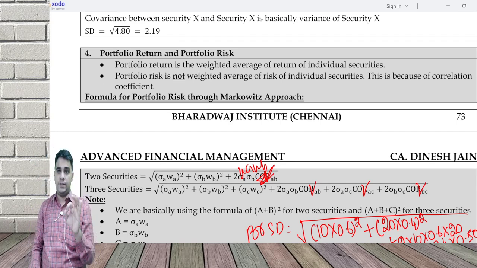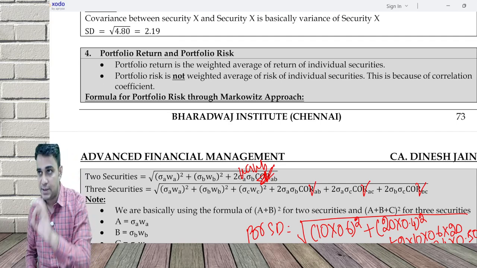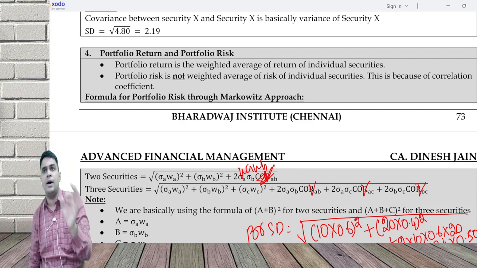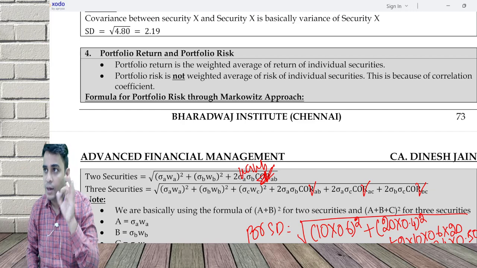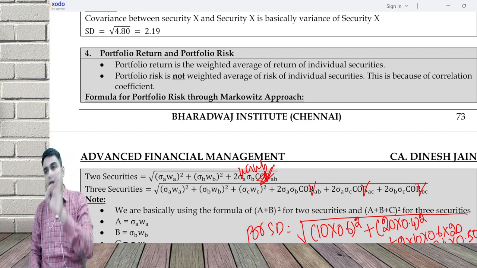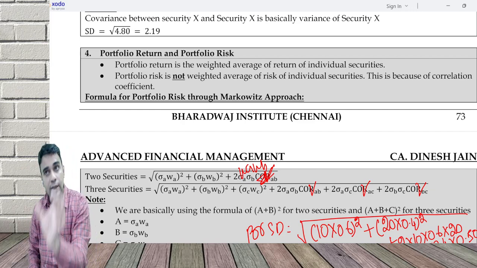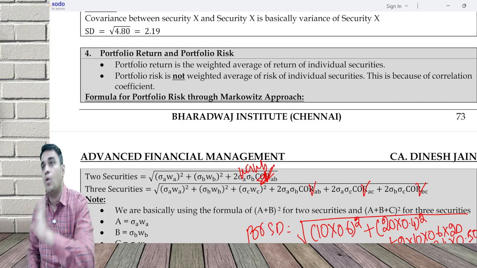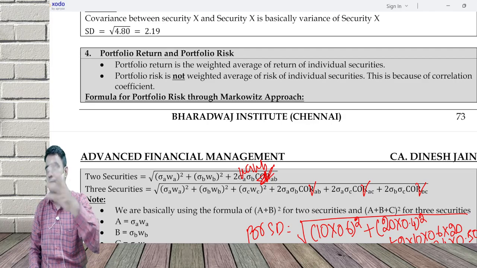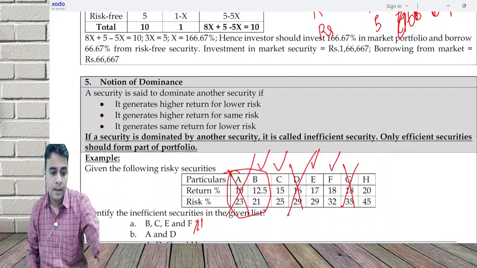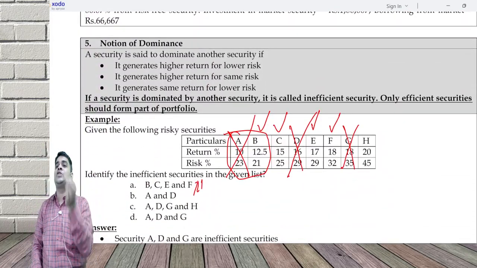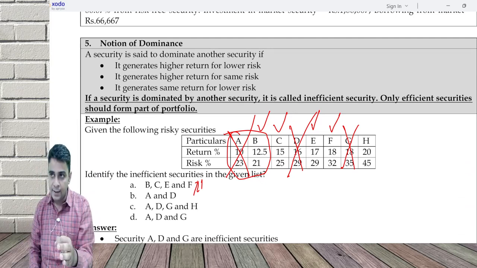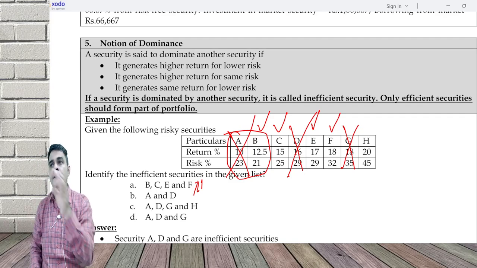Portfolio risk is Markowitz. A plus B the whole square, A plus B plus C the whole square. A plus B the whole square is equal to A square plus B square plus 2AB: sigma A WA square, sigma B WB square, 2 sigma A WA, sigma B WB, correlation AB. If you want to use covariance, then 2 WA WB, covariance AB. You can do 3, 4, 5, any number of securities. Then comes the notion of dominance. A security is dominating the other security if it generates the same return with low risk, higher return with low risk, or higher return with the same risk.